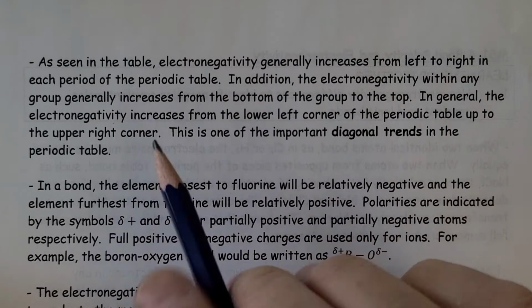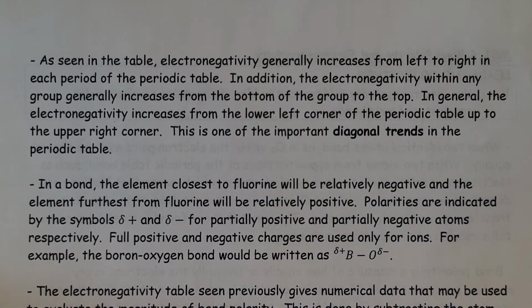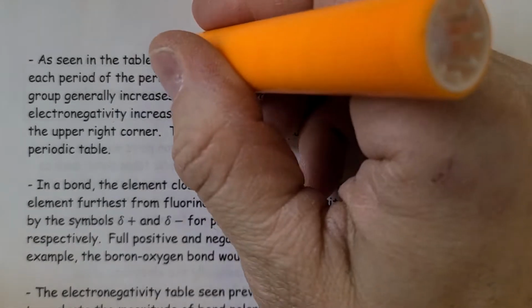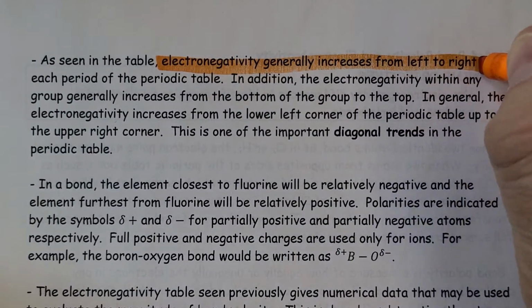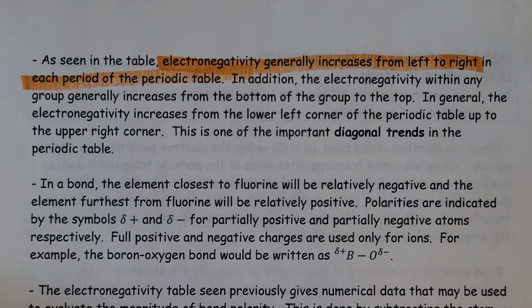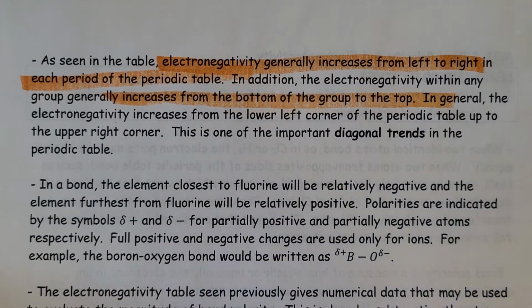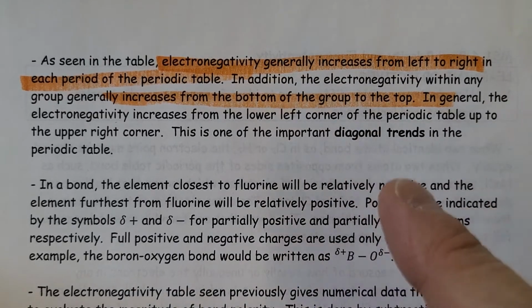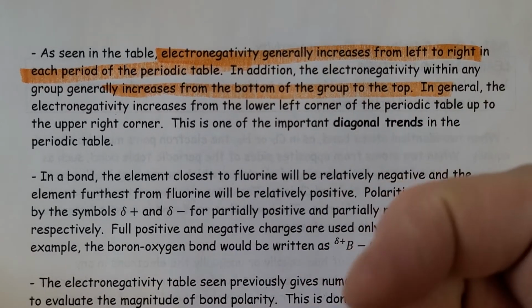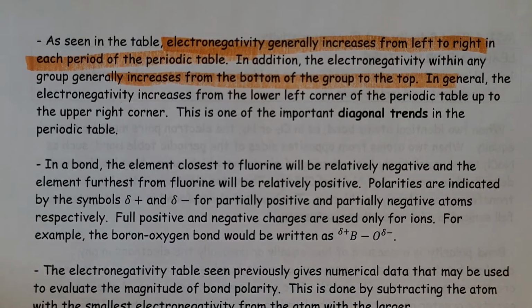So looking at this, as seen on the table, electronegativity generally increases from left to right in each period or row of the periodic table. In addition, electronegativity within each group generally increases from bottom to top. Because the atom's getting smaller, those inner protons have a greater pull on those outside electrons.